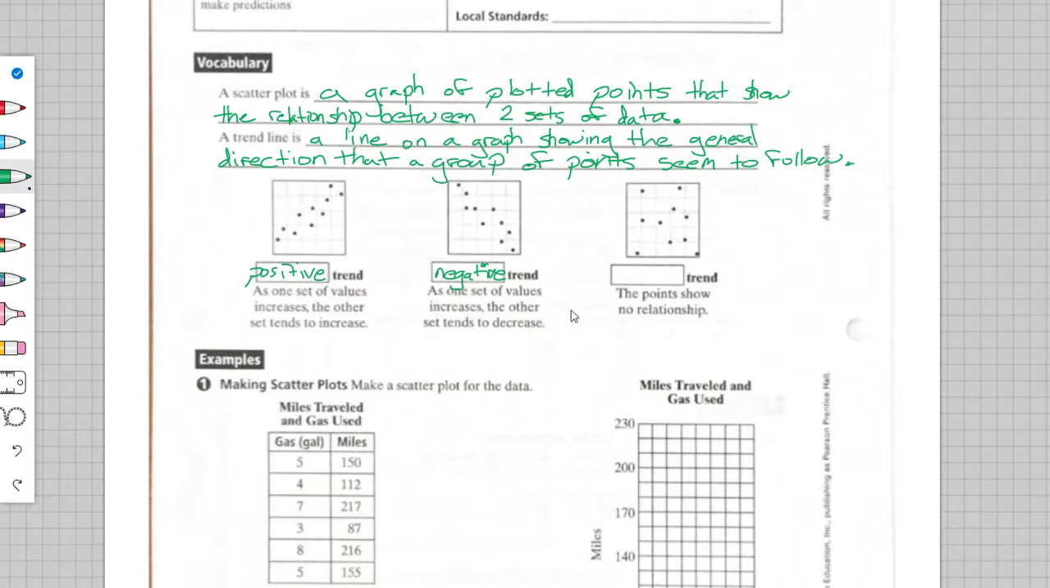And then the last one that we're looking at is where there are points all over the place, so there's no real trend whatsoever, and hence the name of this. We're just going to label that as no trend. Now, with each one of these, you may also see another word instead of positive trend, negative trend, and no trend. You may also hear correlation.